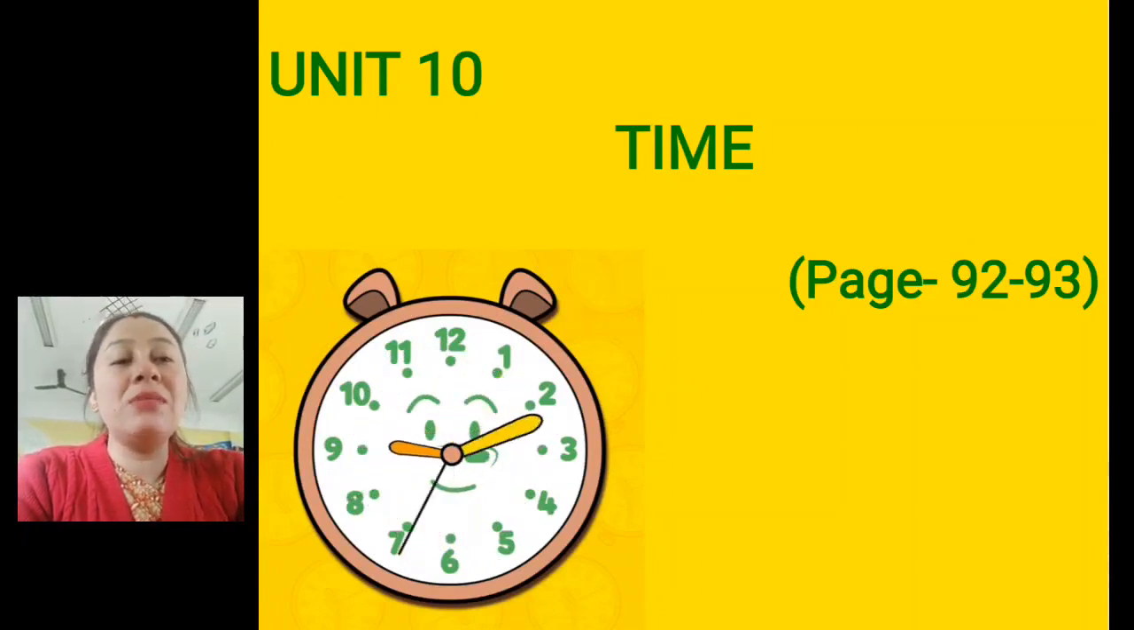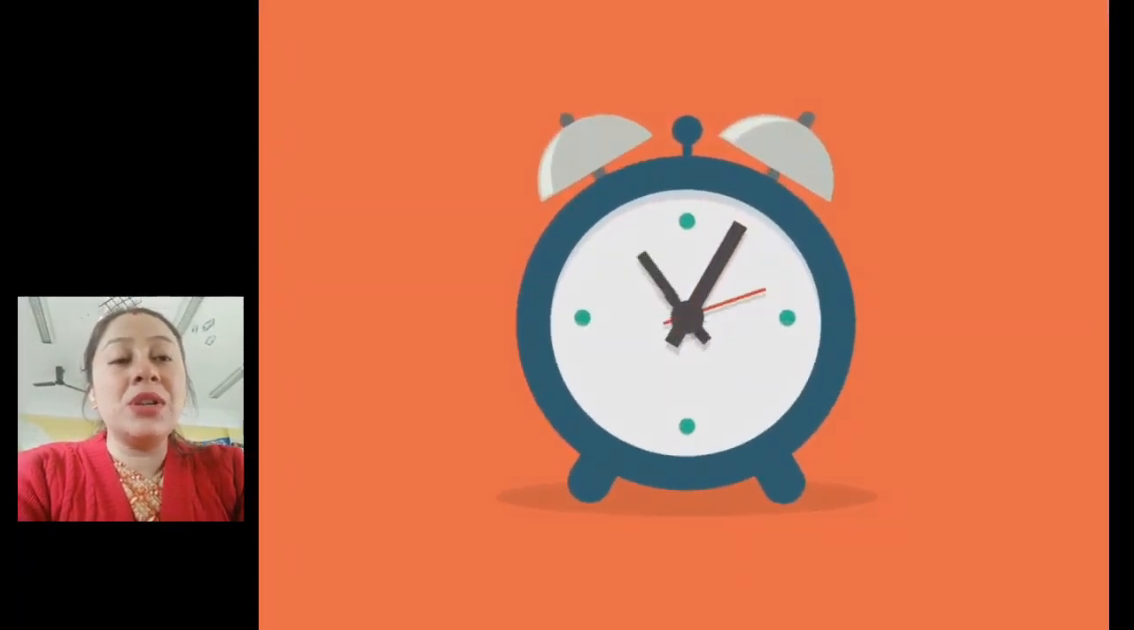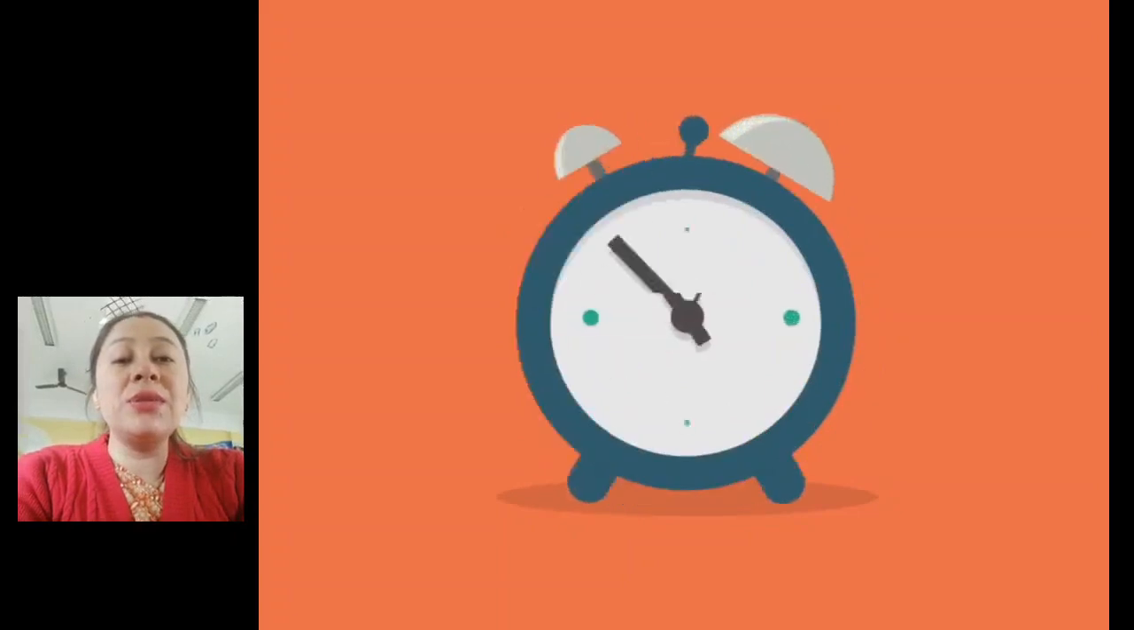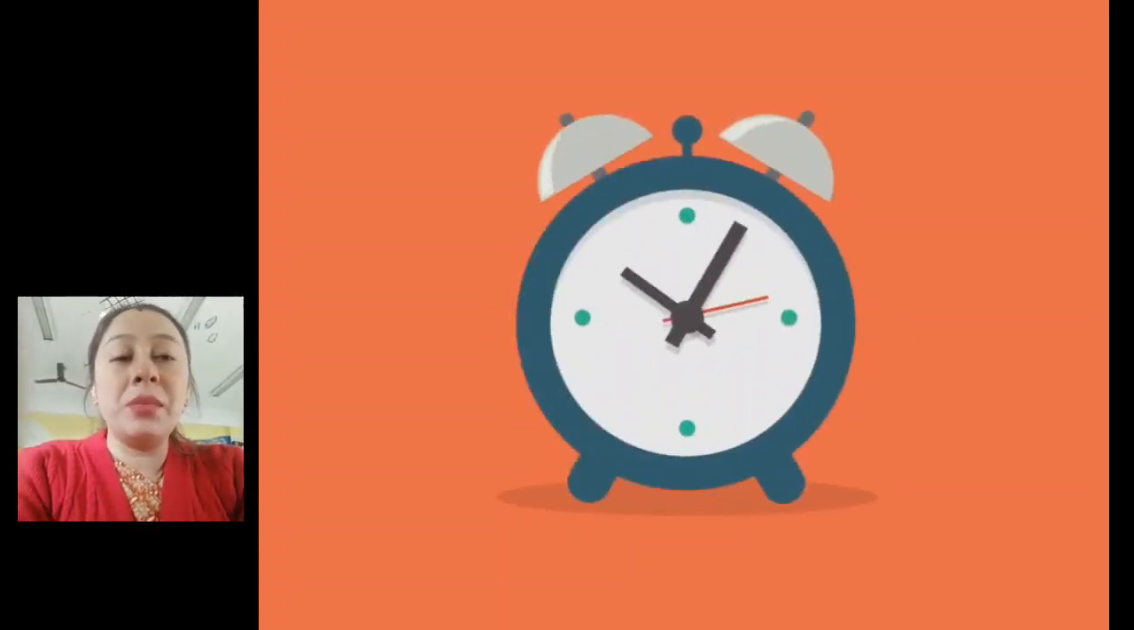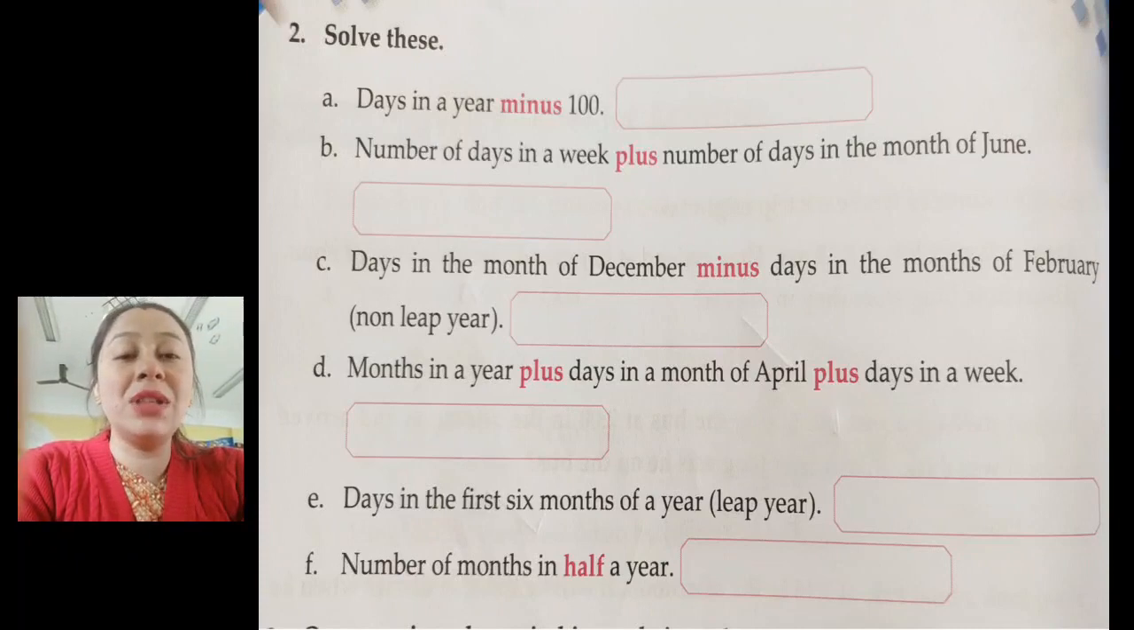So we have done many sums already from this chapter, if you remember. So you know that in order to see time, clock or watch is very important. So in today's class, children, we will do this one. Number 2 we have done in the last class till number 1. So number 2 we will solve all these questions.